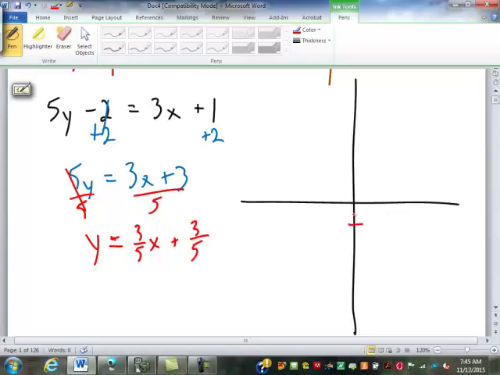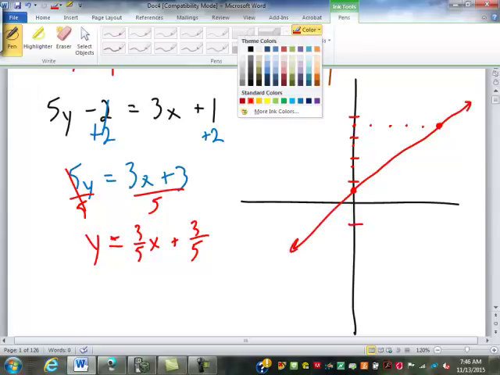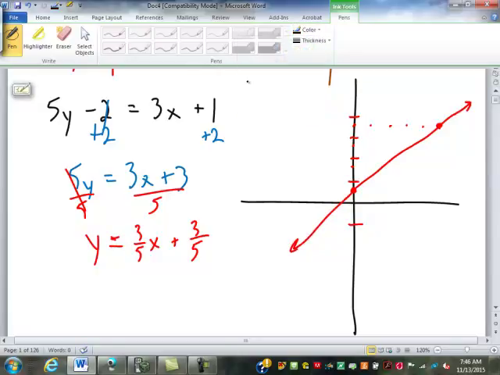So that means we're going to start down here, or up here, sorry, at positive 3/5. Yes, you can start at a fraction for your intercept. It's not pretty, but you can do it. Then you can go up 1, 2, 3, and run 1, 2, 3, 4, 5. Yes, none of the points are going to be on lattice points or good points, but it still works.